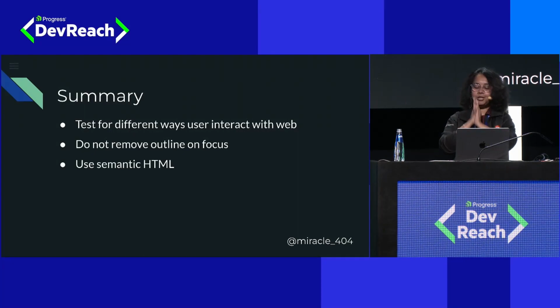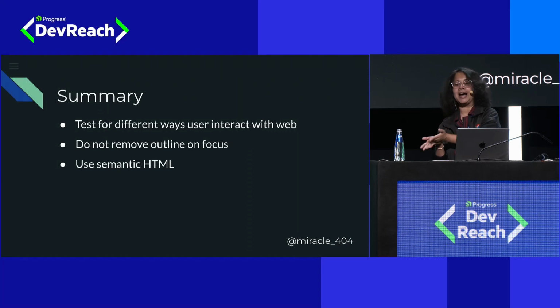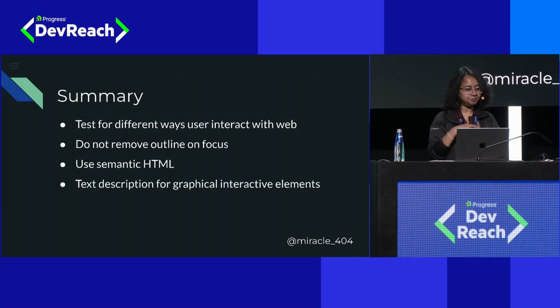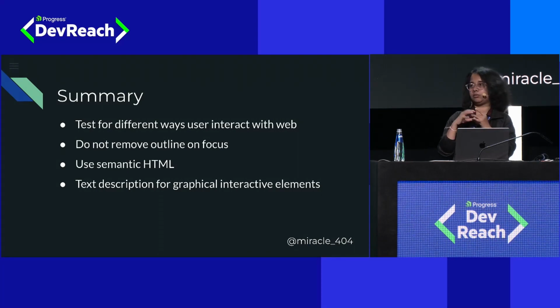Also, use semantic HTML whenever possible. I think most of the accessibility errors are because we do not end up using semantic HTML, and we end up writing div and some extra JavaScript on top of it. So if there is an HTML element for it, use that element, and that is going to take away lots of accessibility issues.